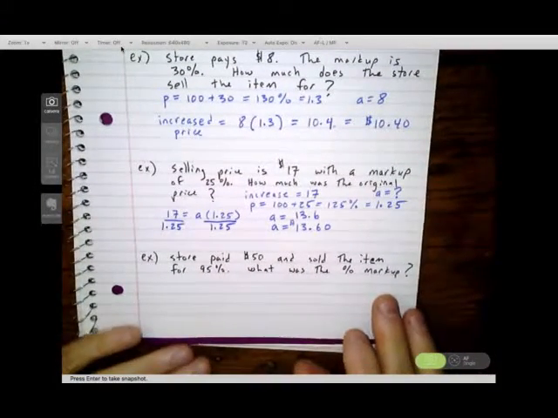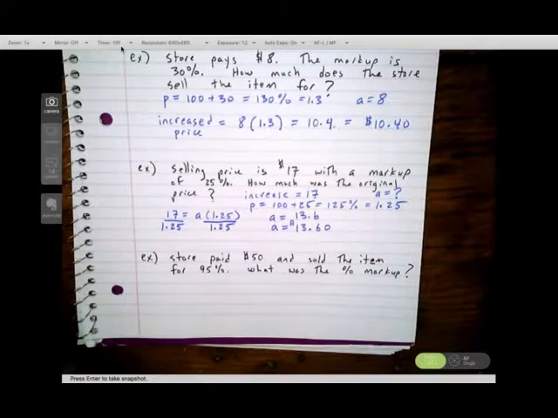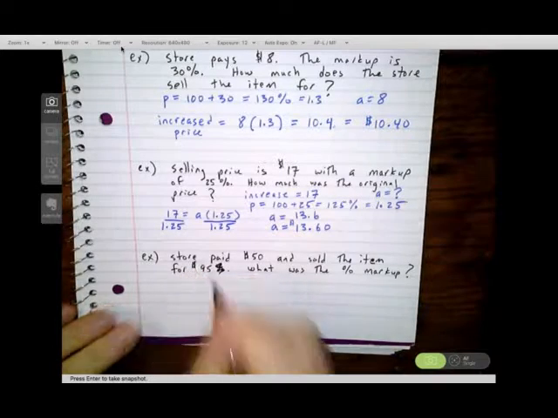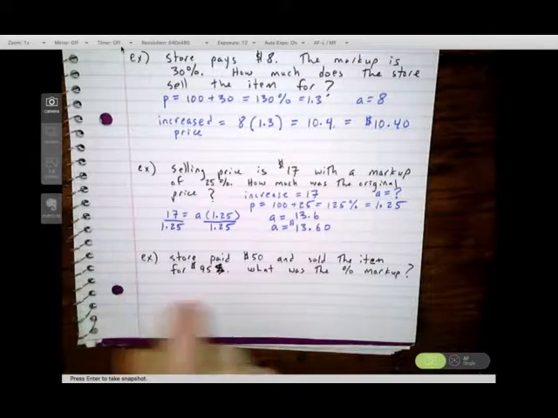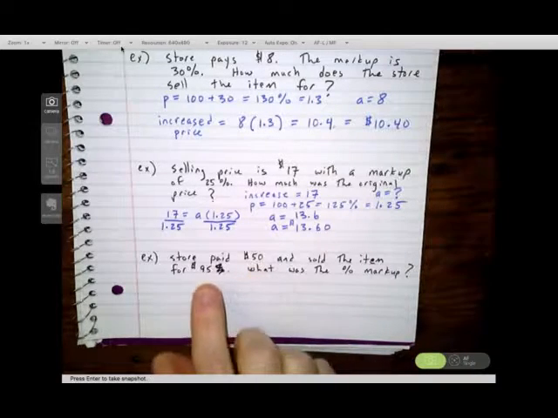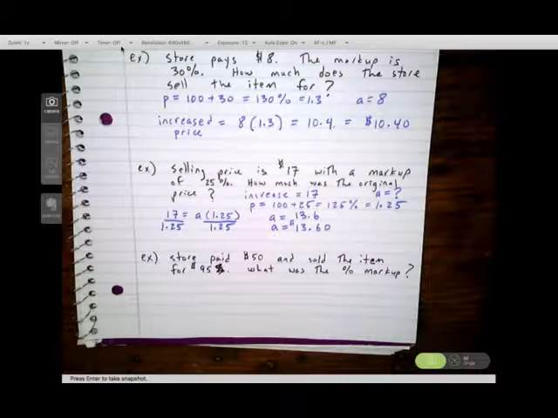Okay, so here's, oops, I got a typo here, sorry. I don't want a percent there, I want a dollar sign there. There we go. So here's the last one. The store paid 50 bucks for an item. It marked it up and sold it for $95. What was the percent markup?